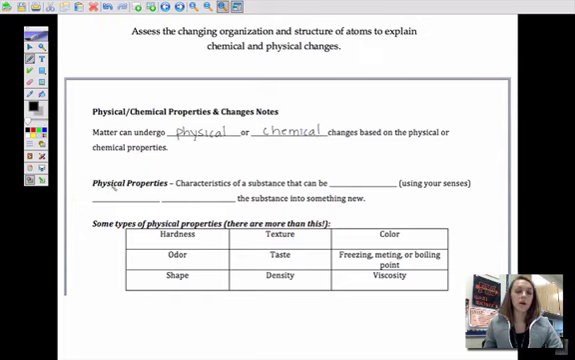So for example, a physical property is a characteristic of a substance that can be observed, meaning using your senses. So things like sight, sound, or feeling, so touch. And we observe these without changing that substance into something new. So some types of physical properties are the hardness of an object, so whether it's hard or soft or somewhere in between.